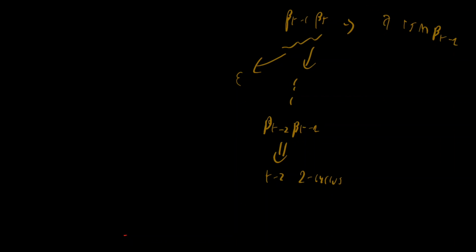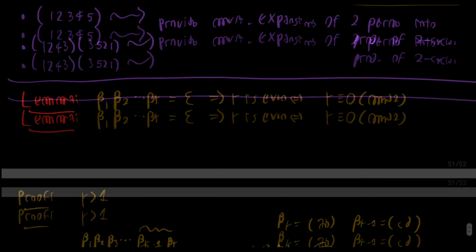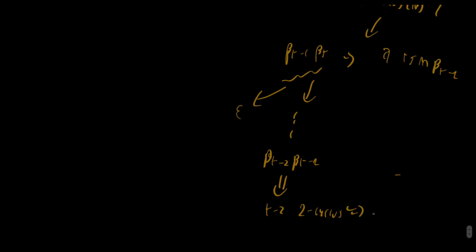Why? Well, because if that was not the case, we would end up with the rightmost appearance of the element A in the leftmost cycle. But that implies that A is not fixed, and that would contradict the supposition that we made above, that all this product was the identity. So this proves that R minus 2 is even, and thus R is even. And this completes the proof.